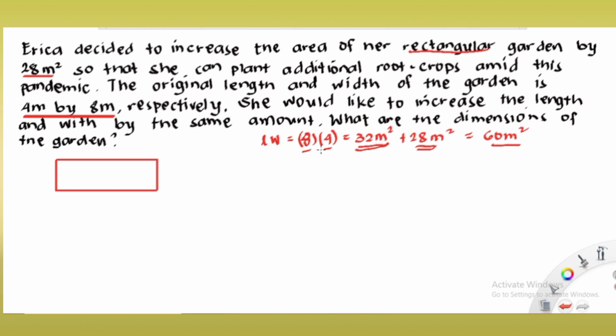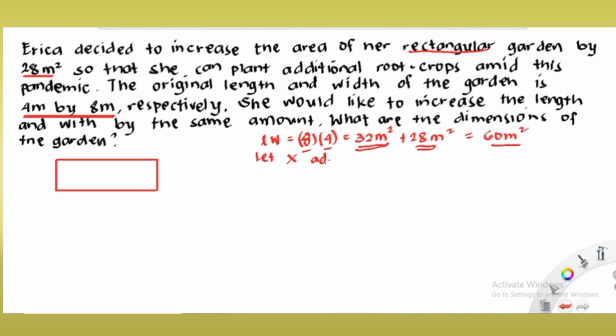So, from 8 and 4 na dimensions niya, gusto niya itong dagdagan ng same amount. So, hindi natin alam kung ilan yon na maidadagdag parehas sa length at saka sa width because it's the same amount. So, ang gagawin natin, we will represent x. Okay? We will let x be the length added to the dimensions. Ito yung idadagdag natin sa length and width.